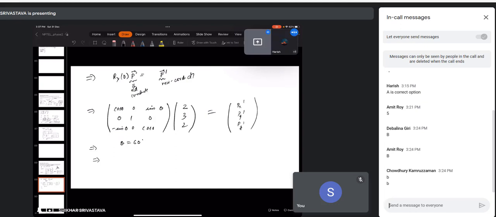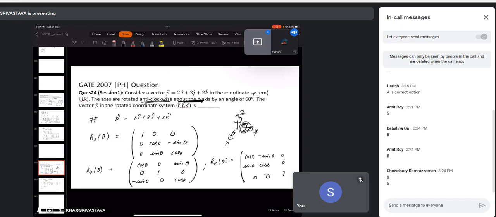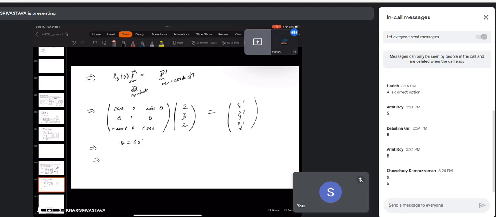Now suppose the question had given that the axes are rotated clockwise, then you would have taken theta equal to minus 60. But since the rotation is anti-clockwise, you just take plus 60 degrees. This is the convention. Cos 60 is 1 by 2, sine 60 is root 3 by 2, so the matrix is 1 by 2, 0, root 3 by 2; 0, 1, 0; minus root 3 by 2, 0, 1 by 2. Now just do matrix multiplication.